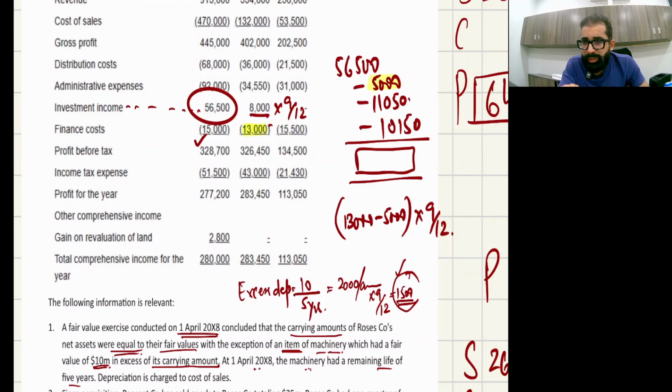And one more thing I would like to say: in this 13,000, there is a 5,000 interest expense included, and that interest expense is purely of the last 9 months. That's why I removed it completely. That interest expense belongs purely to the last 9 months. Okay, right? Be careful.